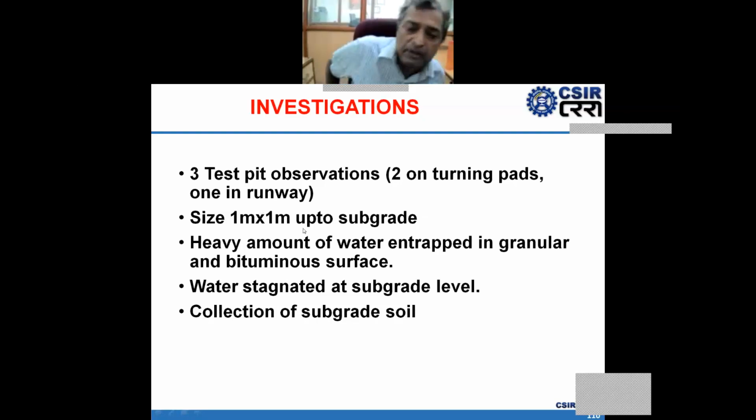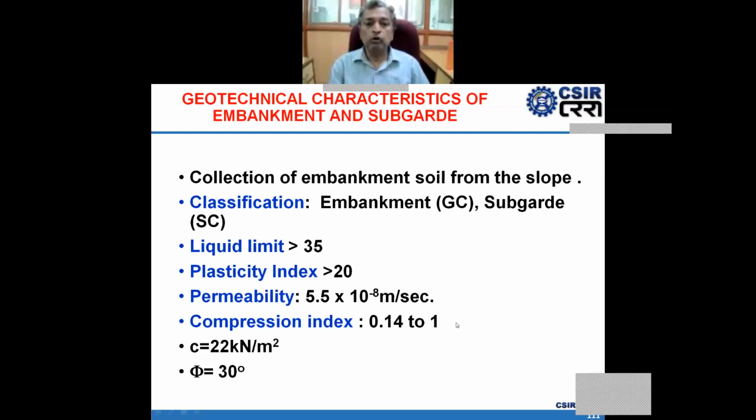After making the pits up to the subgrade level, in all three pits we observed that water was already entrapped in the granular and bituminous layers, and water stagnated at the subgrade level. Water was not moving at all, and subgrade samples were collected. Embankment soil from the slope was also collected, and it was found that the embankment material is like GC, and the subgrade material is sandy clay and gravelly clay.